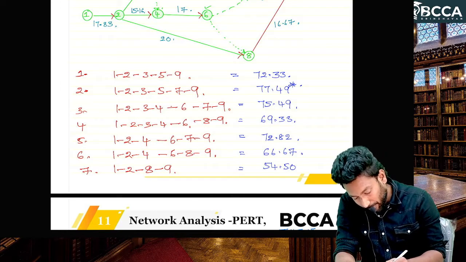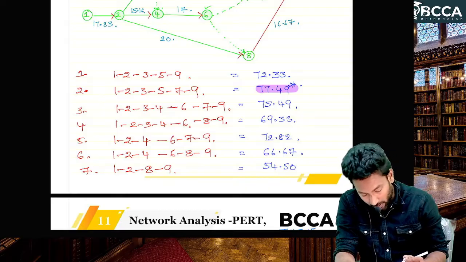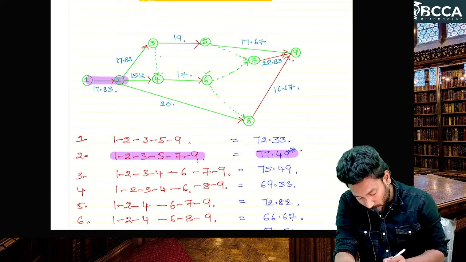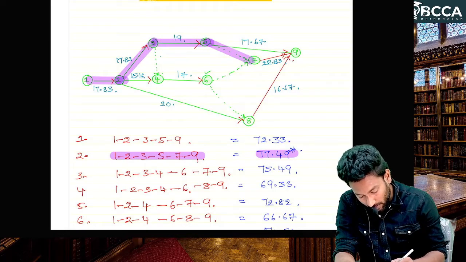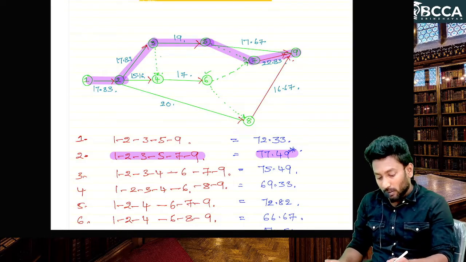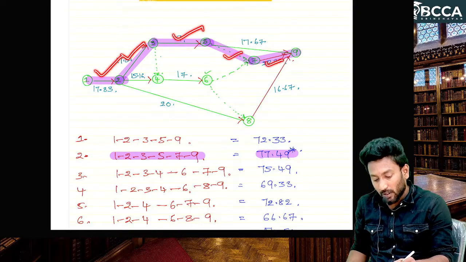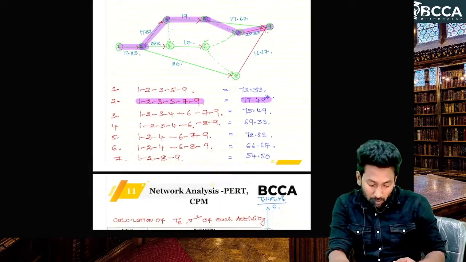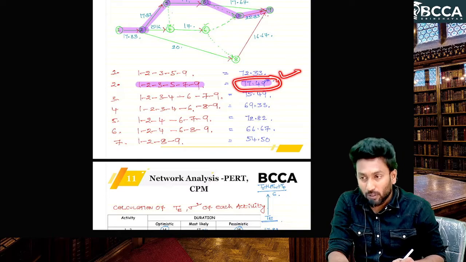Okay, see now which one is the critical path, sir? 77.49, with the highest duration: 1 2 3 5 7 9. That is the critical path, right? So 1 2, 2 3, 3 5, 5 7, 7 9 are the critical path activities. Now we have the project duration. 77.49 is the project duration only.